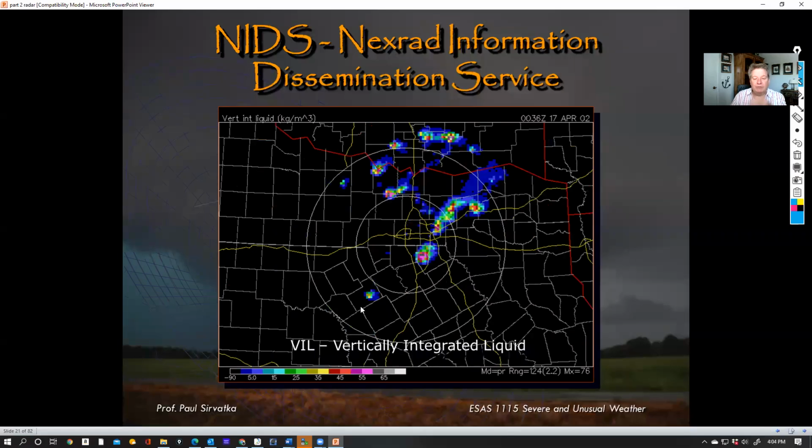We also have something called VIL. VIL stands for vertically integrated liquid. It is an easy way, at coarse resolution, to see the most intense storms. We'll talk about this in terms of the VIL of the day coming up. So this storm's intense, that one's intense. I've actually got some gray in there. It's pretty intense storms.